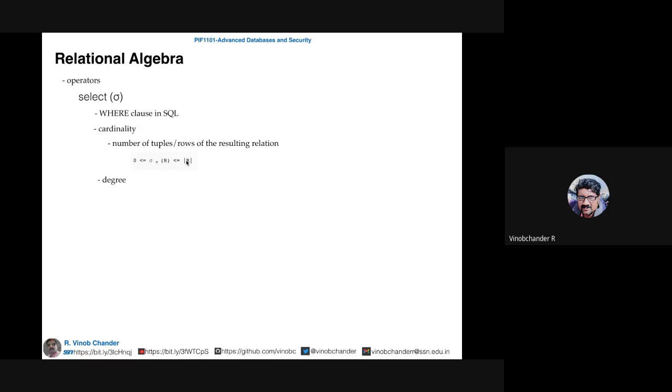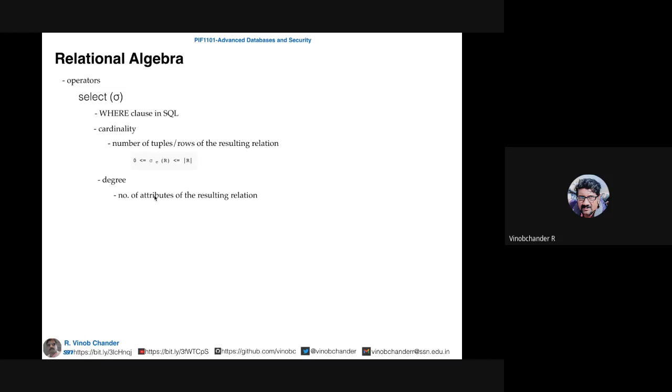The next is the degree. What do you mean by degree when you make use of the select operator? Degree is nothing but the number of attributes of the resulting relation. So this should be an easy guess. Can you tell me what will be the degree for the select operator on a particular relation? When you apply the select operator, how many attributes will you get in the resulting relation or table? What is your answer, guys?